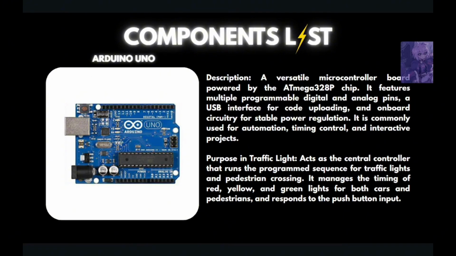As you know, Arduino Uno is a versatile microcontroller board which is powered by the ATmega328 chip. It features multiple programmable digital pins, a USB interface for code uploading, and onboard circuitry for stable power regulation. It is commonly used for automation, timing control, and interactive projects.